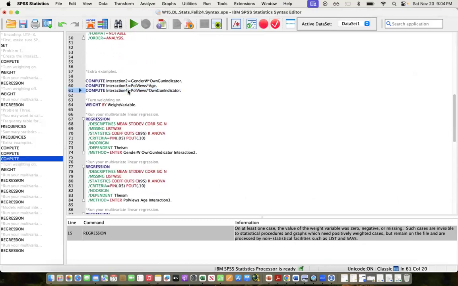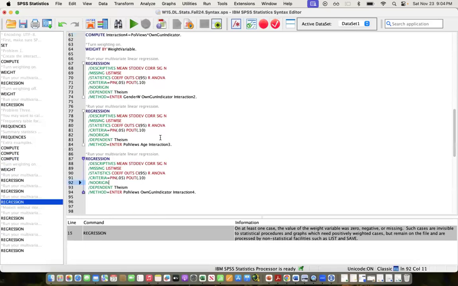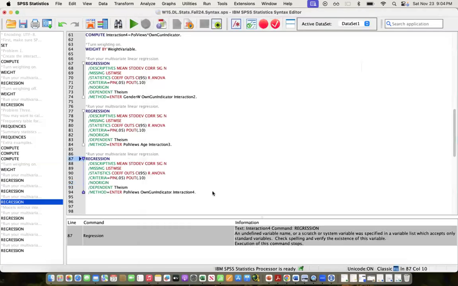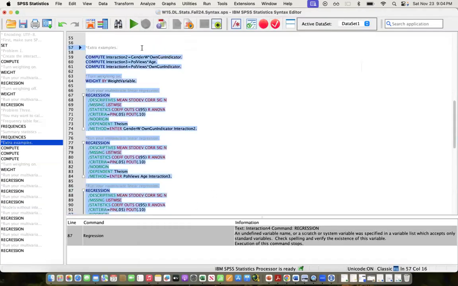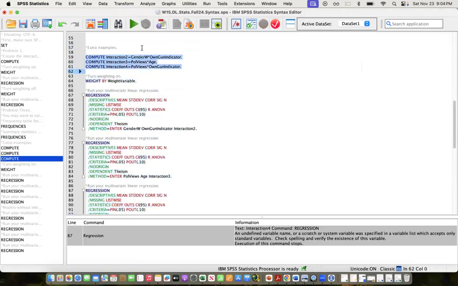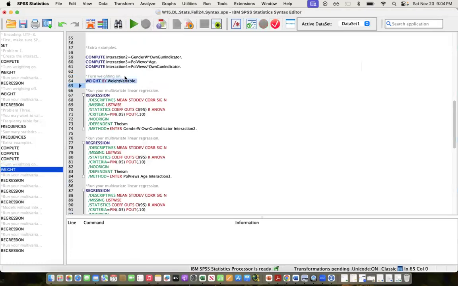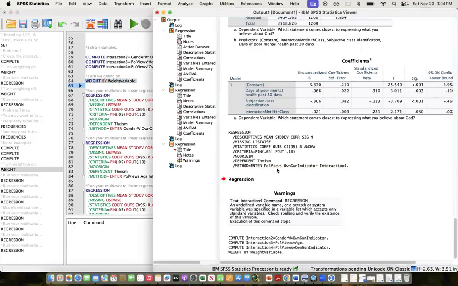So I made interaction 4 from that, and here is the regression with that. Let's just run that. Oh, I didn't make it. I put it in the syntax, but I didn't make it. Let me just run this whole thing. Why don't we just run these? I'm turning weighting on. I don't need my unweighted sample sizes for any of these.